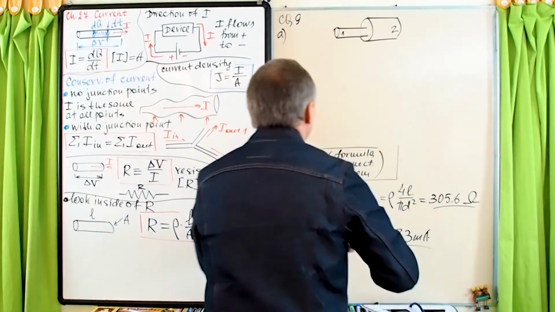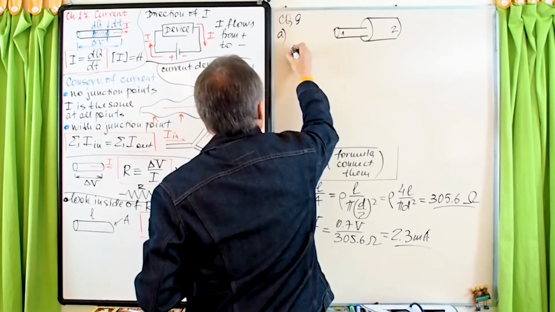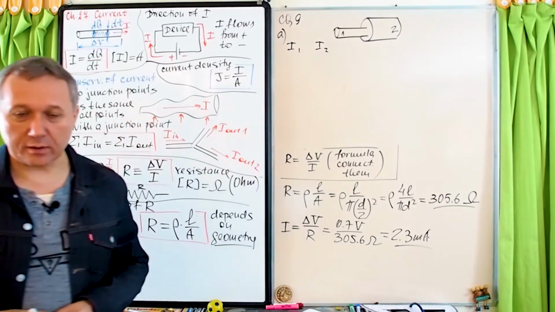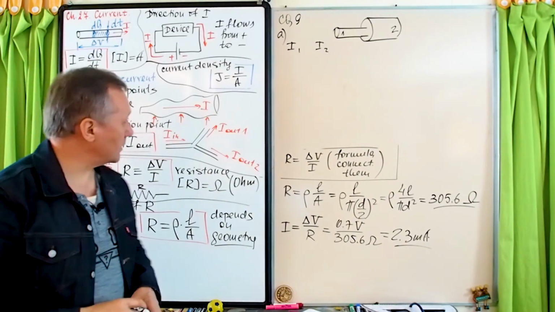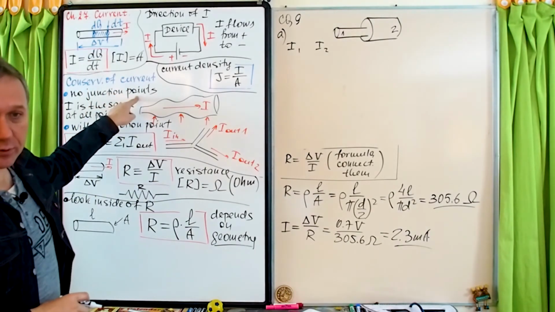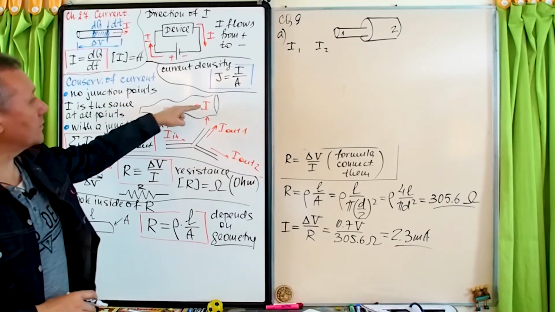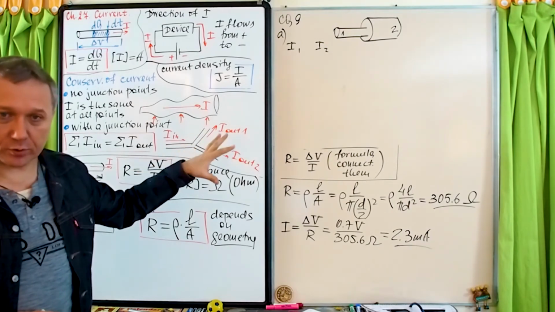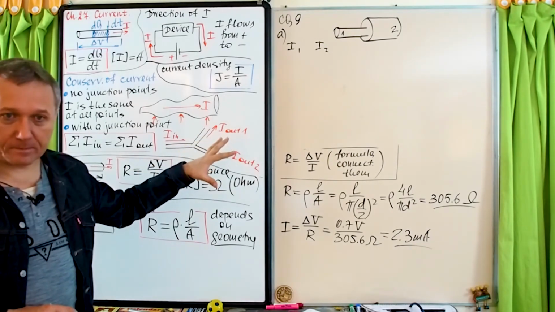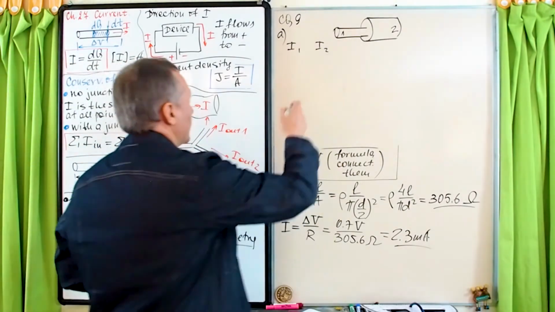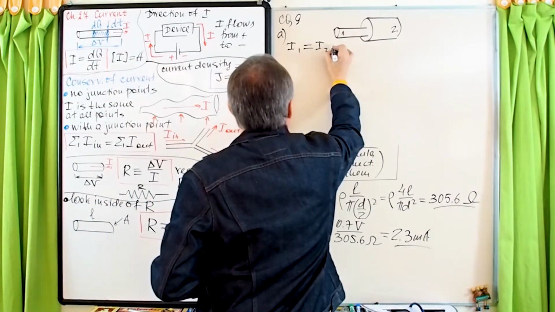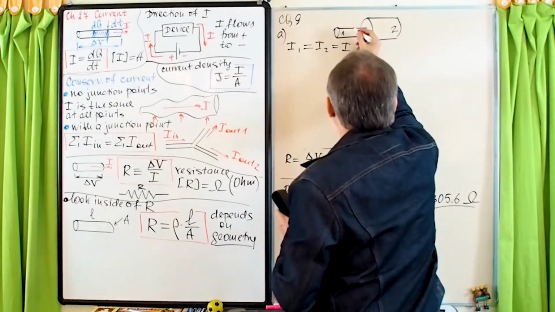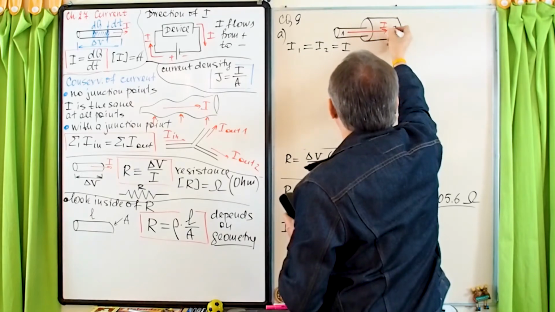First, in part A, we need to answer about currents. So what about I1 and I2? Current in the first wire and current in the second. As we discussed in the conservation of current, when there are no junction points, current is the same. It doesn't matter which shape and what's the cross-sectional area. If there are no junction points, then current is the same. So in this case, I1 equals I2, and we can just label it I. Current is going to be exactly the same.